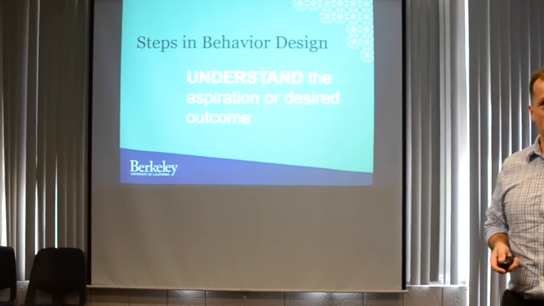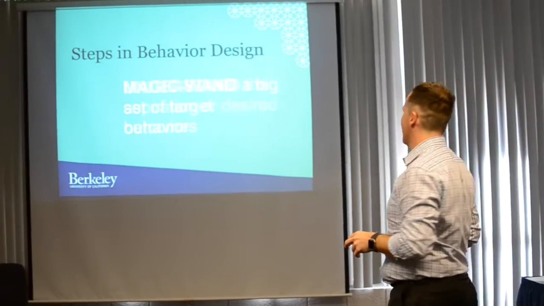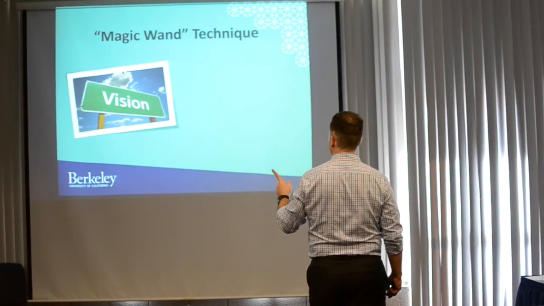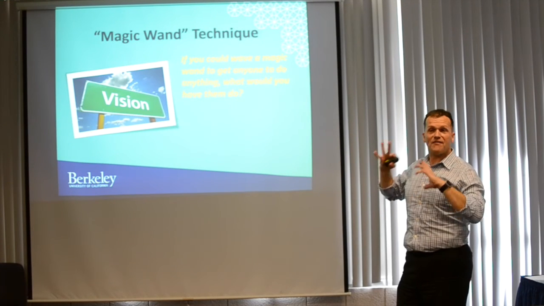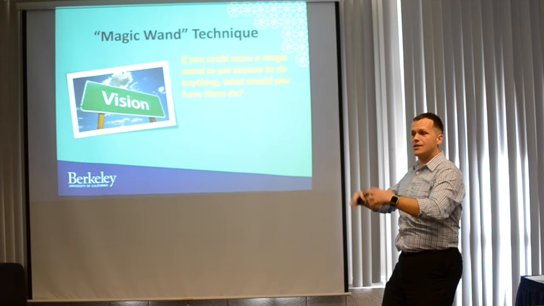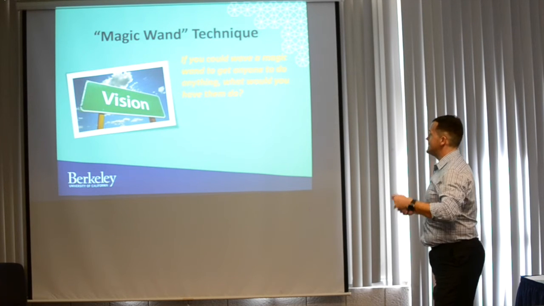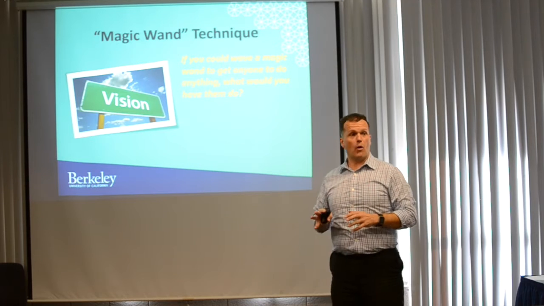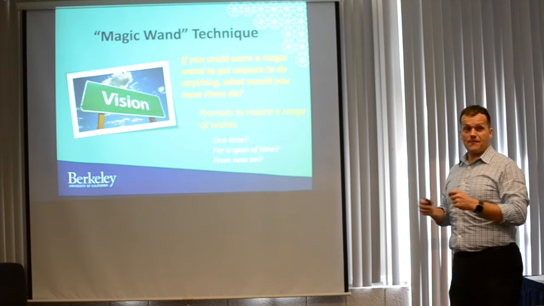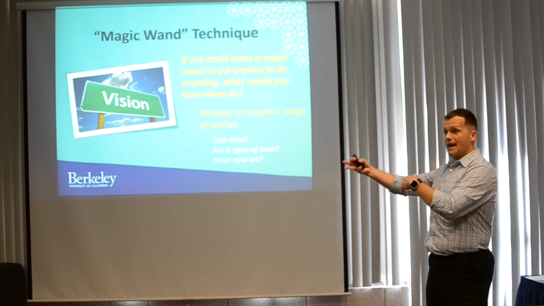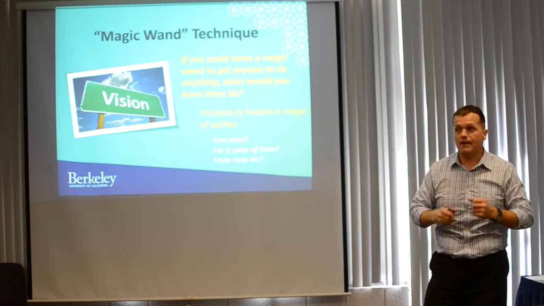And then here's what I want you to do. You guys all have that in your head? You have your aspiration, your outcome? Just keep that in your head. This is the magic wand technique I'm teaching you guys. And it's a great way of thinking out of the box. This would be something I do with people when I ask them. I ask them this: if you could wave a magic wand to get anyone to do anything, what would you have them do? And it could be for a one time, it can be for a span of time, or it can be from now on. So I always want to give them the option to pick a behavior that works.